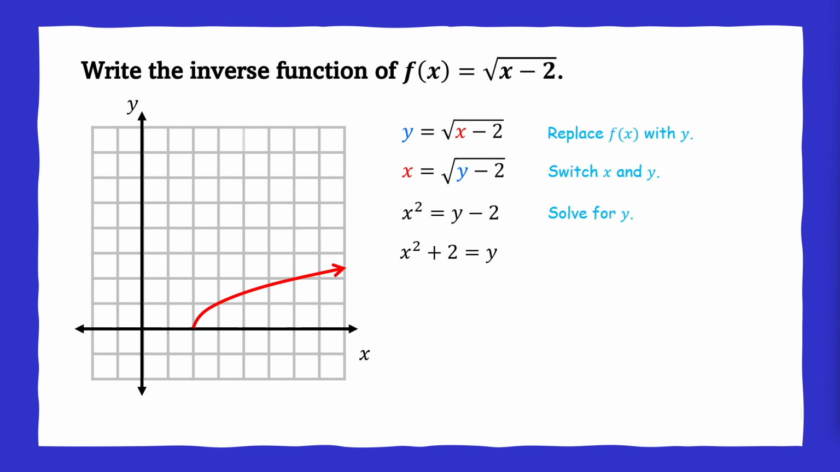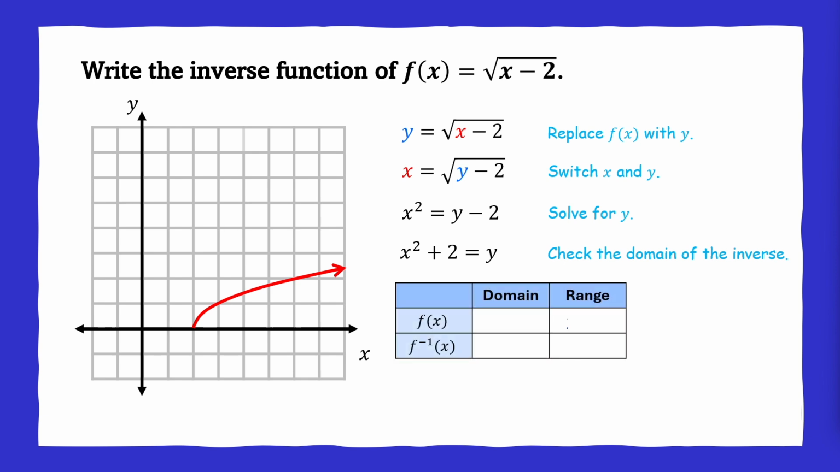Now, before we write it as the inverse function, let's check the domain. Note that the domain of the original function consists of all real numbers greater than or equal to 2, because the expression inside the square root cannot be a negative number. And the range is all real numbers greater than or equal to 0, because the square root of a number cannot be negative. When finding the inverse of a function, the domain and range swap. Therefore, f inverse of x equals x squared plus 2 for x greater than or equal to 0.